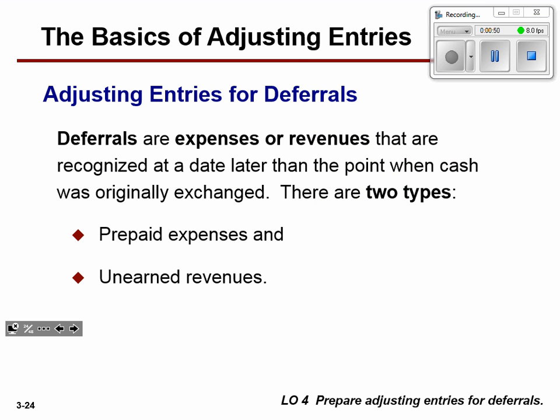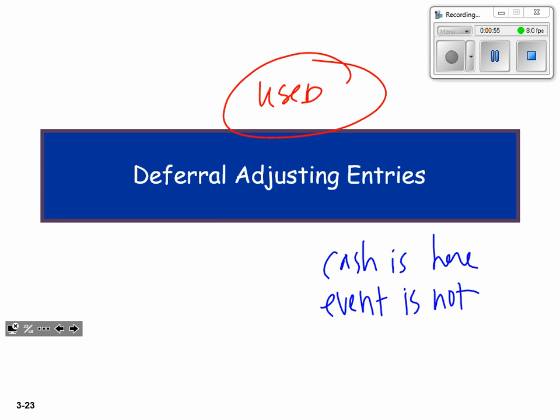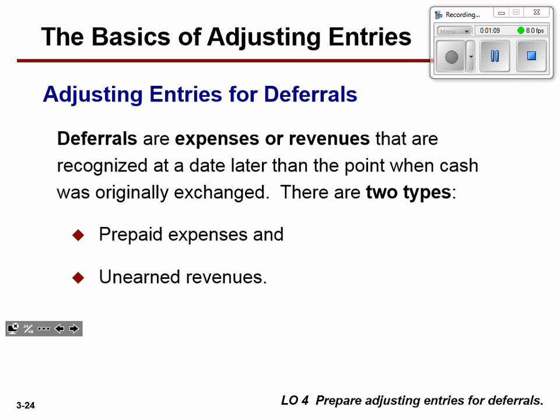By definition, as it lists, deferrals are expenses and revenues. Now remember, every type of adjusting entry is either an expense or a revenue, and half of it is on the income statement, the other half of the transaction impacts balance sheet accounts. But by definition, they're either expenses or revenues that are recognized at a date later than the point when the cash was originally exchanged. So the money is at the table, we're deferring the event. They are either prepaid expenses or unearned revenue.